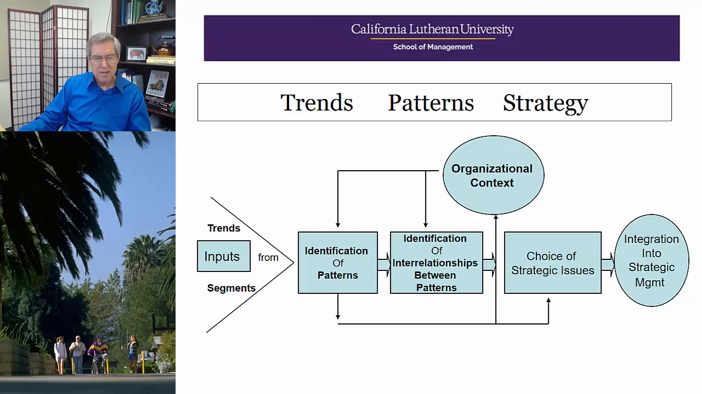And from here, we then go on to make a choice of strategic issues and integrate these into our strategic management plan. So it starts with looking for trends, seeing the patterns, and then connecting those patterns and how they impact our organization.